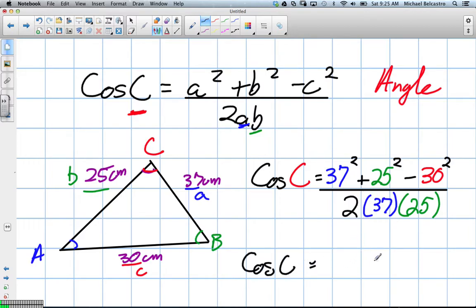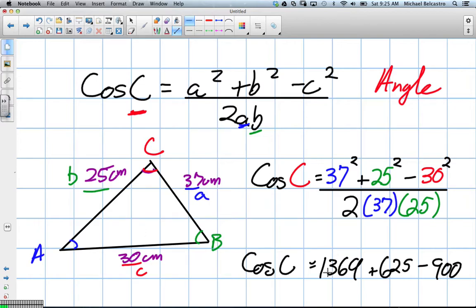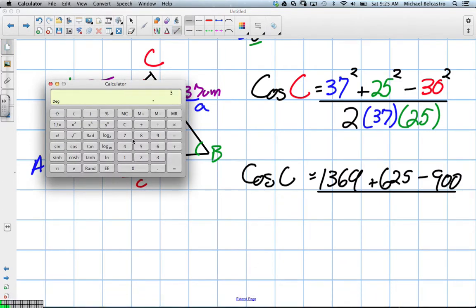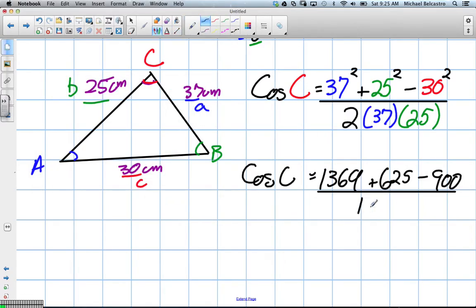Still have cos C over here. Can you help me with 37 squared? I don't know that one off the top of my head. 37 squared. Yeah, I know that 25 squared would be 625 and 30 squared would be 900, and 37 squared is 1,369. Great. And then underneath, 2 times 37 times 25. 1,850. Perfect. Okay, now this one's a little simpler to equate.